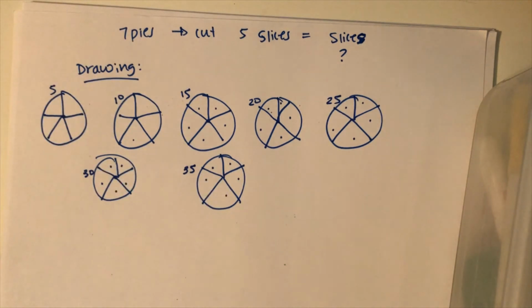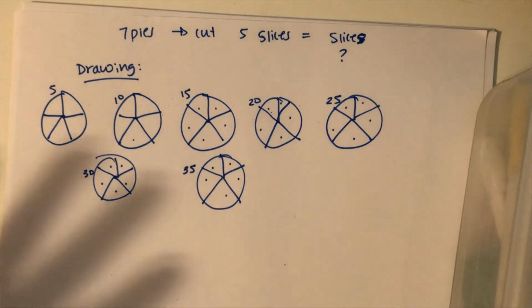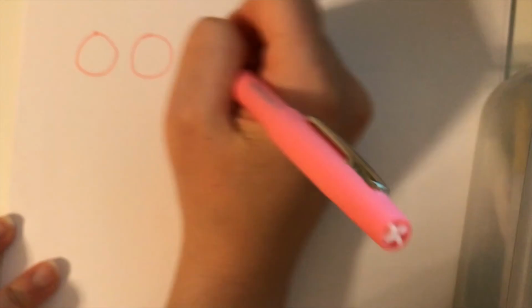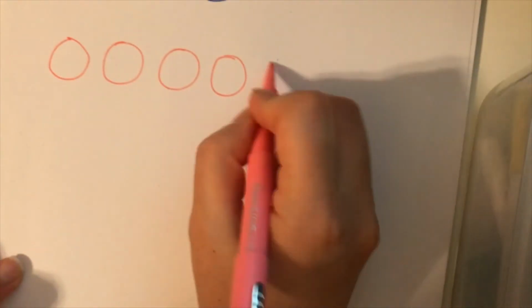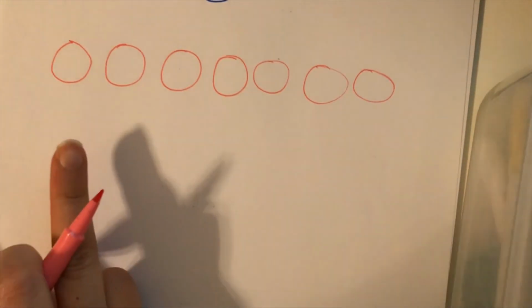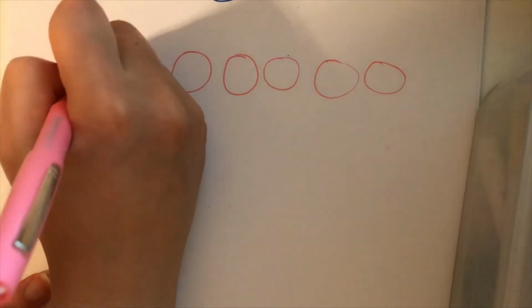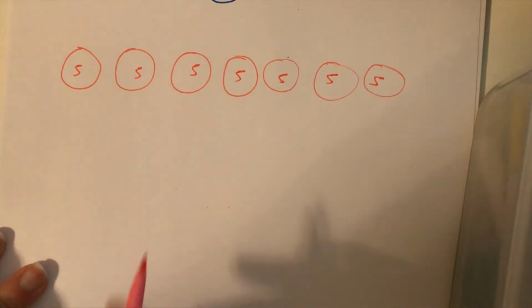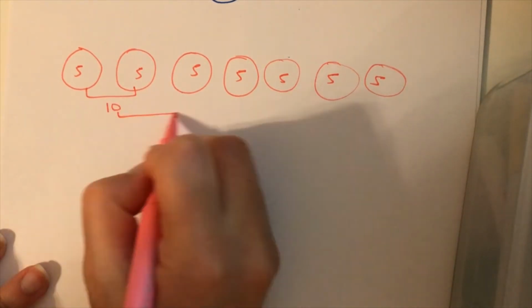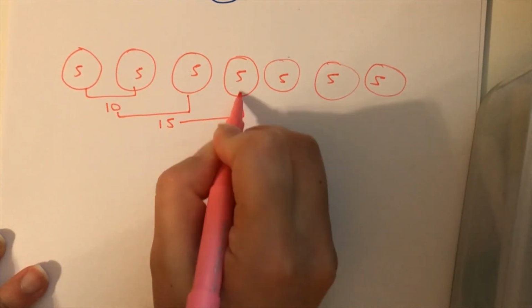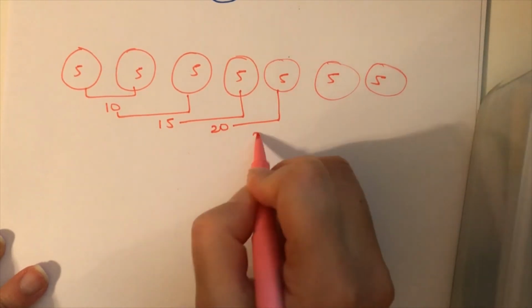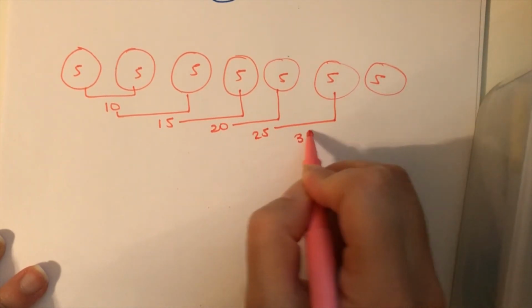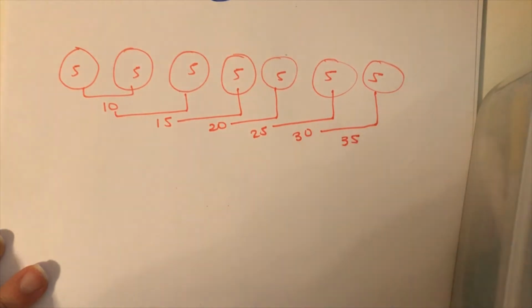And that was our first way, but now I'm thinking that that was kind of taking a little bit of a long time. So instead of doing that for my second method, I would just draw my 7 circles. And instead of doing all those cuttings, I'm just going to write 5 in each. And then from here, I'm just going to add. That's 10. That's 15. That's 20. That's 25. That's 30. Oh, that's 35.